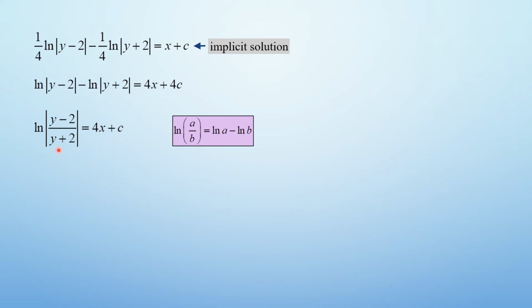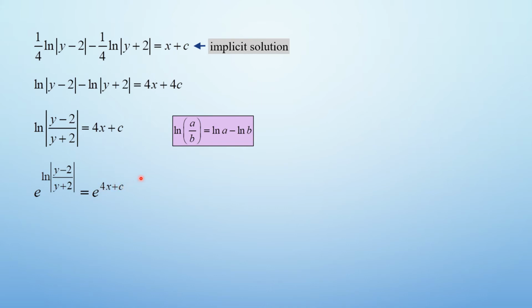The next step is to eliminate the ln, and that can be done by exponentiating both sides of the equation. We apply e on both sides. So on the left side we get e to the power of ln of absolute y minus 2 divided by y plus 2, and on the right side these two terms are raised to become the power of e. So on the right side we get e to the power of 4x plus c. If we apply one e on the left, there must only be one e on the right. So do not write e to the power of 4x plus e to the power of c. That is wrong. On the right side it is simply e to the power of 4x plus c.